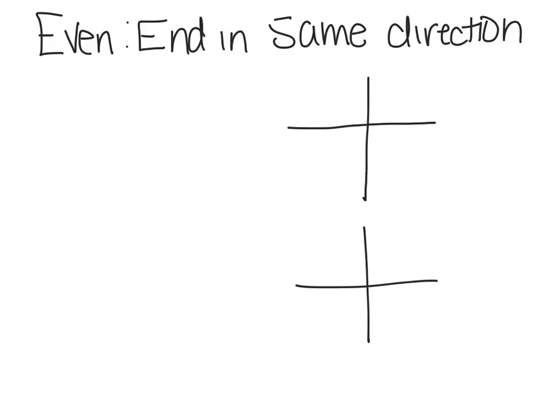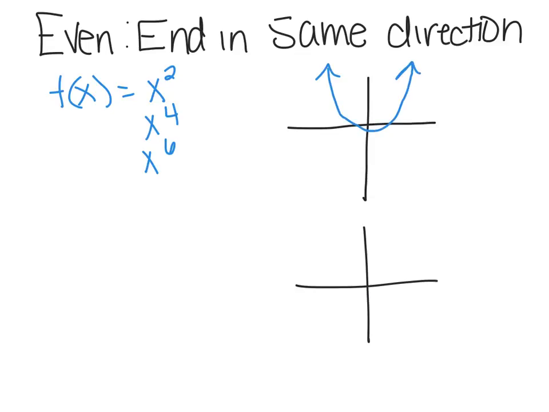An even function is always going to end in the same direction. So what I'm saying is f of x equals x squared, x to the fourth, x to the sixth, and so on. What's going to happen with this function is it's going to start and end in the same direction. Now, the further you get up, like x to the fourth and x to the sixth, you're going to get some curves, so you're going to get stuff that happens like this. But again, they're both going to end pointing in the up direction.